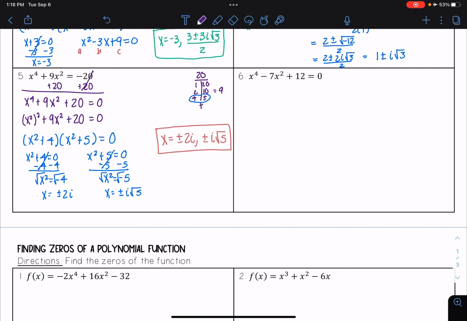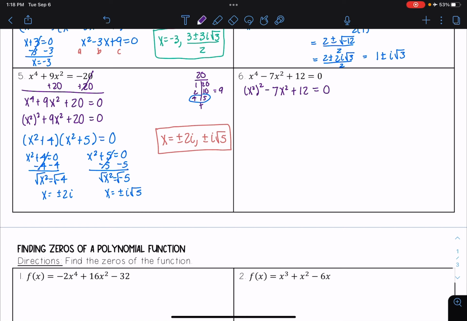Let's look at one more. Here I have x to the 4th minus 7x squared plus 12 is equal to 0. So here I see I do have another one that I can rewrite in quadratic form. I can rewrite this to say x squared squared minus 7x squared plus 12 is equal to 0.